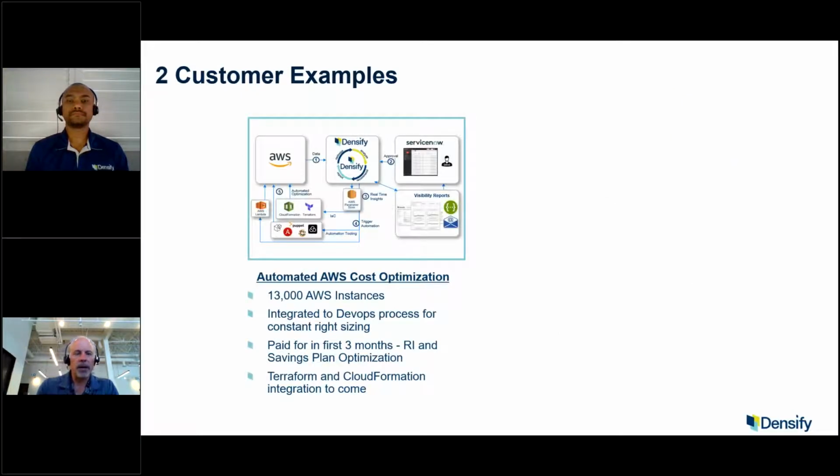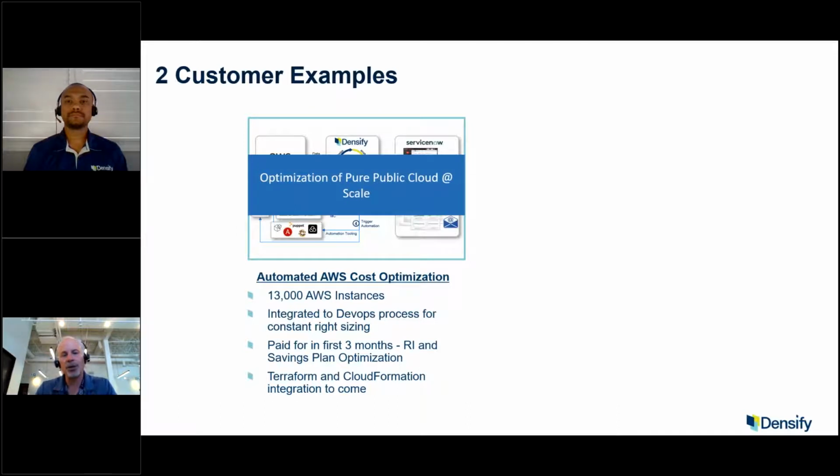Two quick customer examples I wanted to provide here. Here's one, and of course names have been redacted. A large digital service provider automated AWS cost optimization, 13,000 AWS instances, fully integrated into their DevOps processing for continual and constant right-sizing of their infrastructure. Their investment was paid for in the first 3 months through a detailed analysis of the reserved instances and their savings plans, and the ability to automate, work with the AWS Marketplace APIs in there to do a continual exchange of their committed reserved instances. And they're just in the process of doing detailed integrations into some of their infrastructure as code templates. So we call that optimization of pure public cloud at scale.